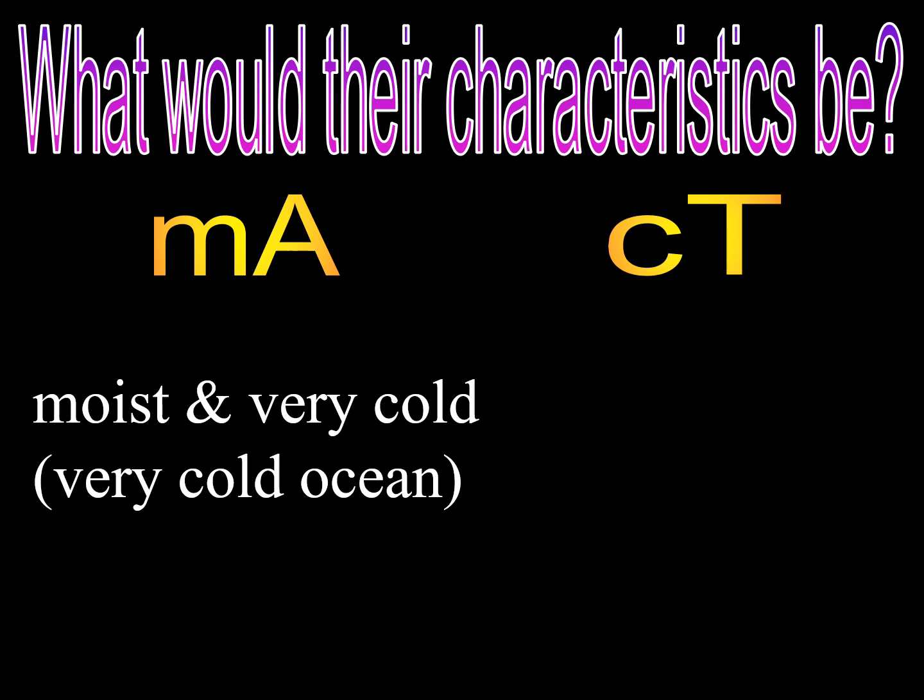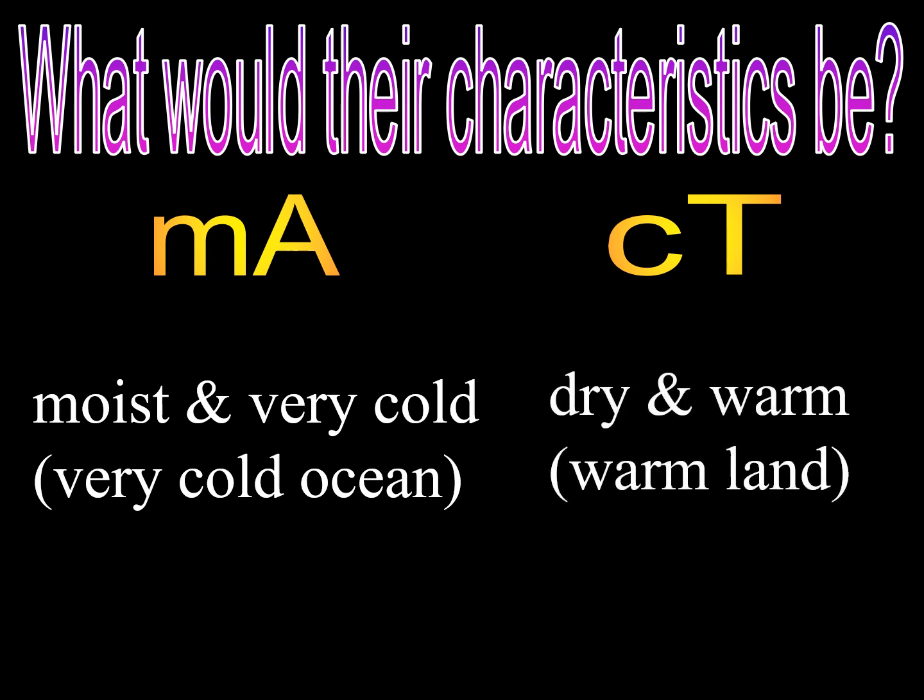How about a CT? Well, C means it formed over a continent. So it's going to be dry. It doesn't have a lot of wet or moisture that it can pull in because it's formed over a continental area. And T we know is tropical or in the tropics, so it's going to be warm. So a CT would be a dry, warm air mass.